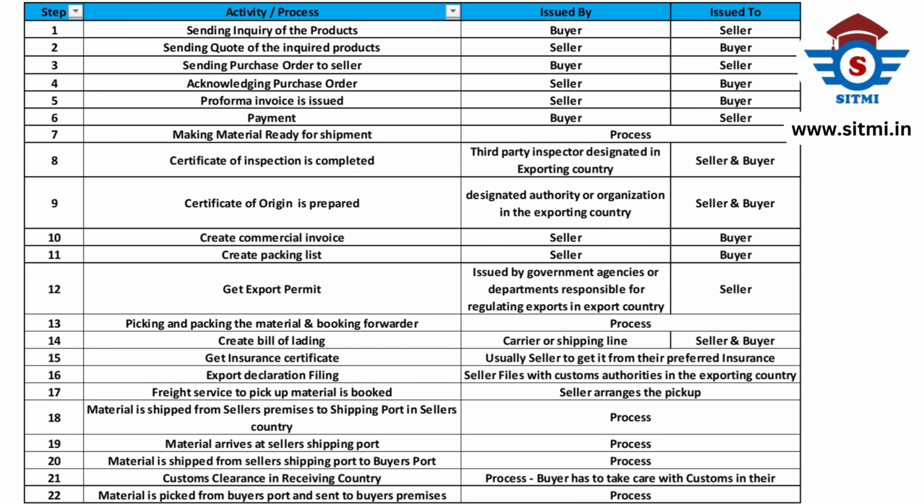Seventeen, freight service to pick up material is booked. Eighteen, material is shipped from the seller's premises. Nineteen, material arrives at the seller's shipping port. Twenty, material is shipped from the seller's shipping port to the buyer's port. Twenty-one, customs clearance in the receiving country. Twenty-two, material is picked from the buyer's port and sent to the buyer's premises.